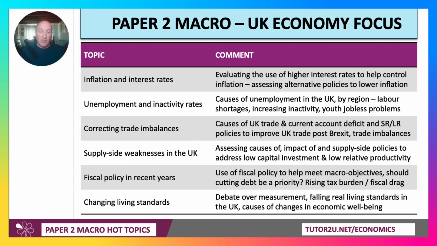So how do we measure, how do we calibrate living standards? What have been the causes of falling living standards in the UK and the consequences? What's happened to relative poverty, and also what's happened to measurements of economic well-being. We've had well-being questions in the past as short answer questions. Perhaps they might bring living standards and well-being into a longer question. So lots to talk about on the UK front, clearly.